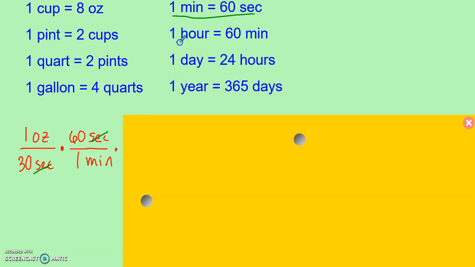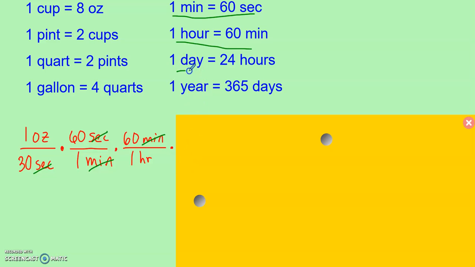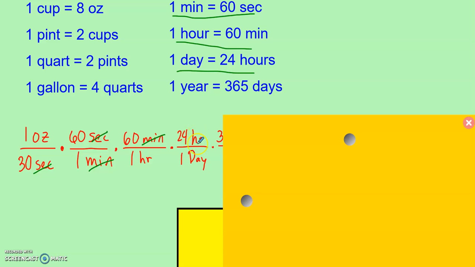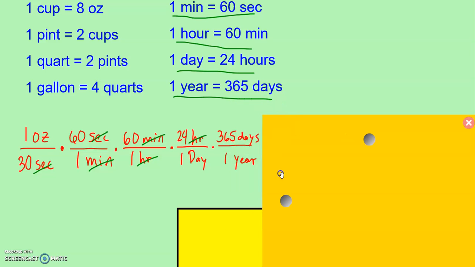Well, then I need to change minutes to hours, and the way I do that is I multiply by 60 minutes over 1 hour, since minutes are on the bottom here and top here, they cancel. Then I change hours to days, so I put hours on top and days on the bottom, so that the hours will cancel. And then I change days to years by putting days on top and years on the bottom. 365 days is equal to 1 year, so that days will cancel with that days. And now if I just multiply these together, I will get ounces per year.